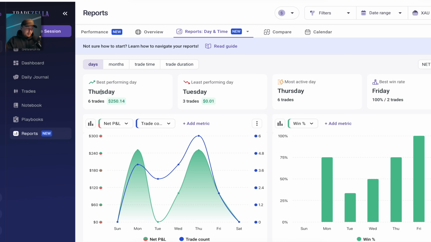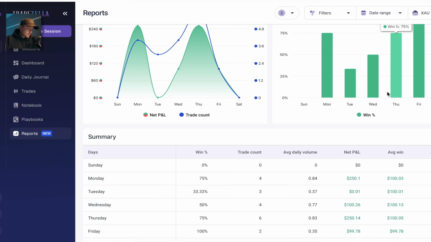Our best performing day was Thursday. Our least performing day was Tuesday. Most active day was Thursday, and our best win rate was actually a Friday, which is a little bit weird because there's usually quite a lot of news on Friday.